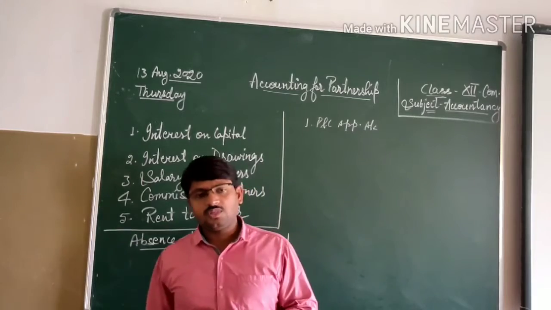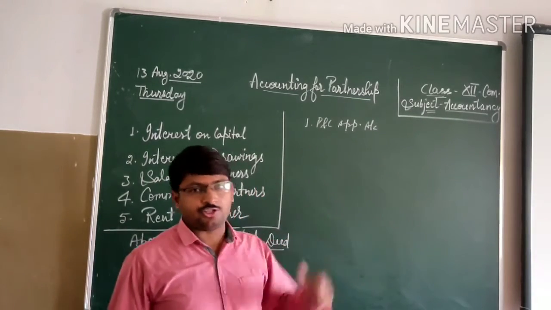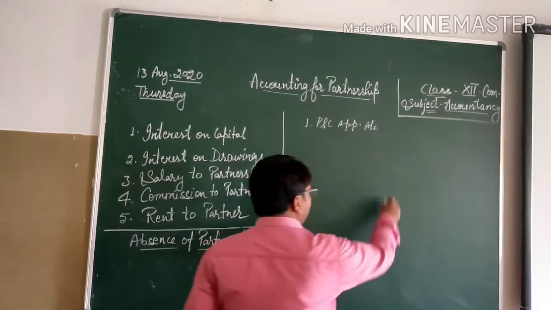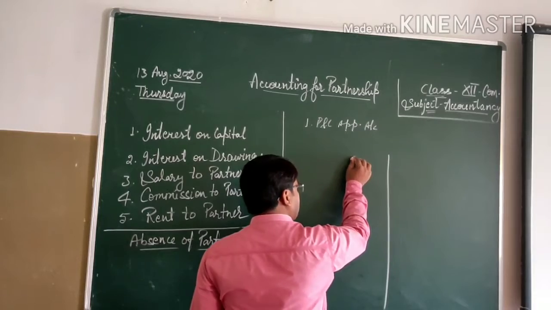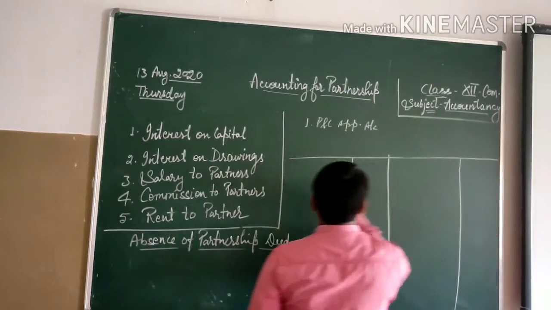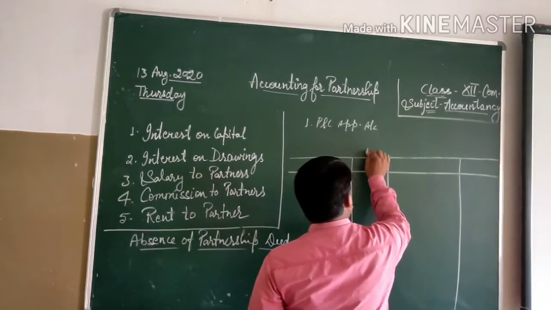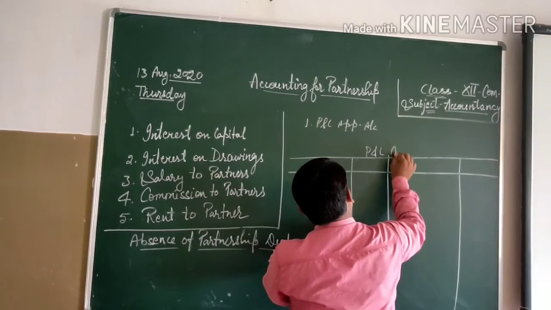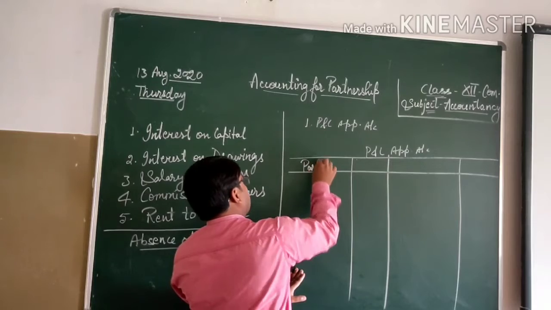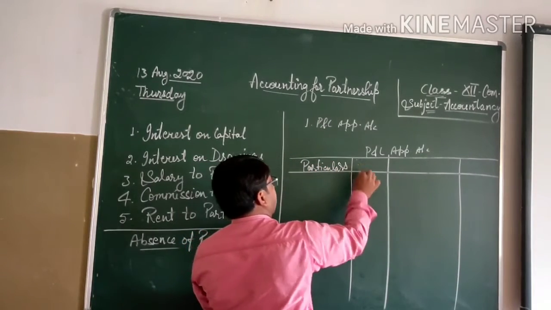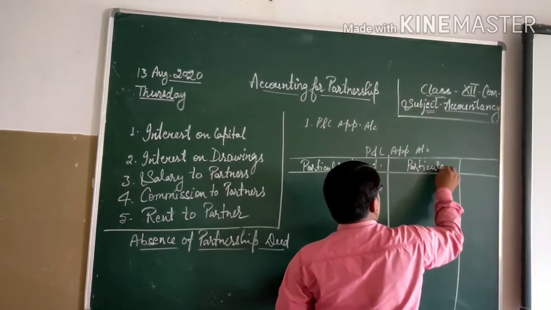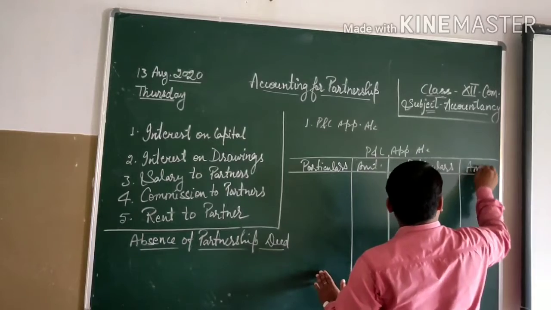Now suppose that the firm is giving the interest on capital to the partners. Suppose this is the profit and loss appropriation account, right? Profit and loss appropriation account. Students, this is the particulars, this is the amount, again the particulars, and the next one is the amount.